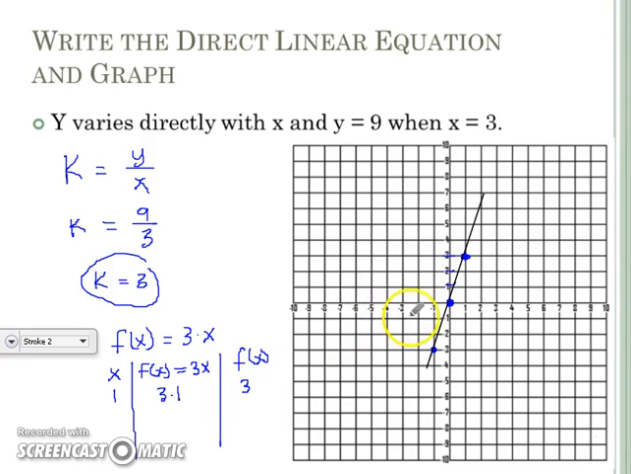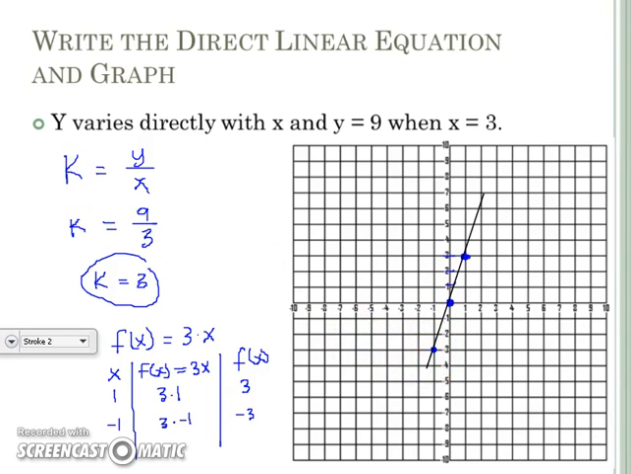Well, if I check on my graph, if I were to put in 1, I got out 3. So if I were to put in -1 to get the other side of my graph, 3 times -1 equals -3. So when I put in -1, I got out -3. There's the other point on my graph.